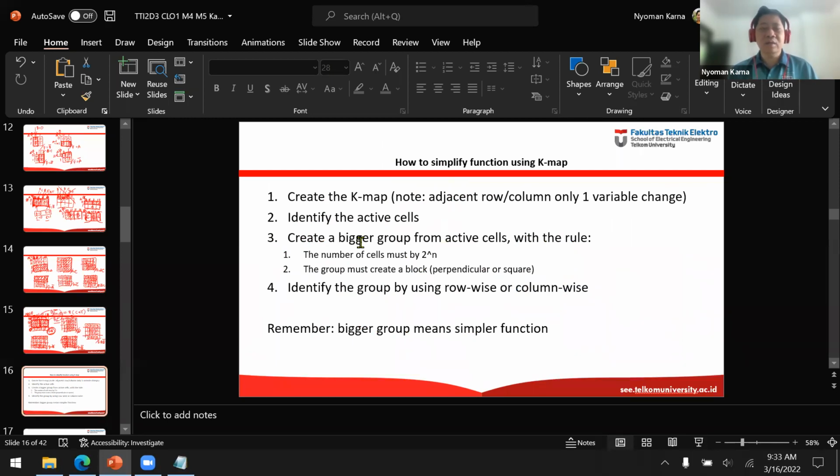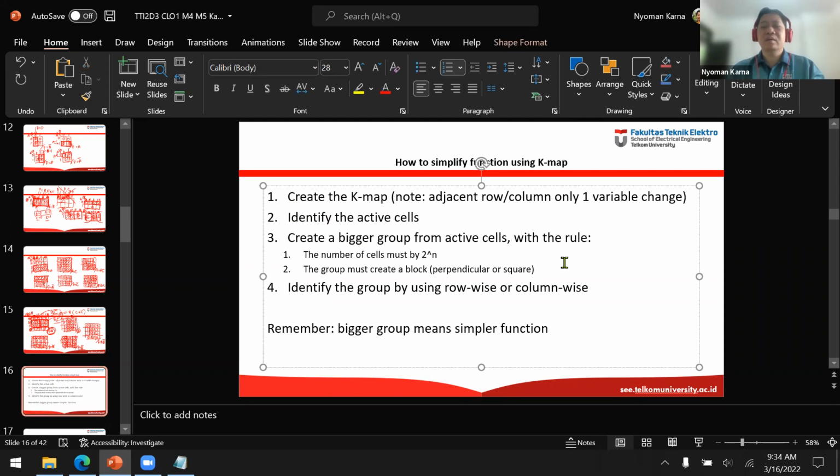Now, we conclude our discussion today by creating the rule for how to simplify a function using a Kmap. The first thing is to create the Kmap itself. Remember how to create a Kmap: in adjacent rows or columns, only one variable can change. And then identify the active cell. If we are using SOP, then the active cell is 1. But if you are using POS, then the active cell is 0.